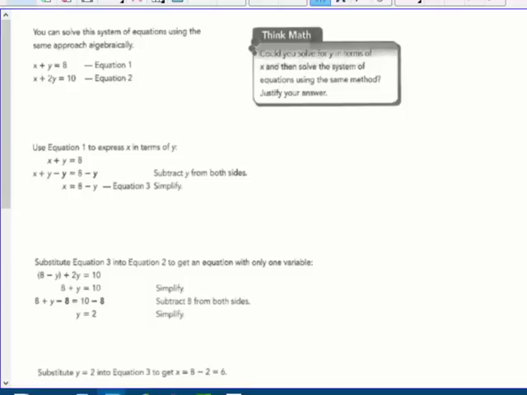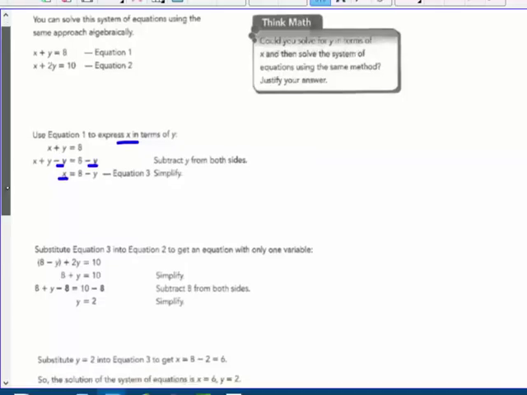So use equation 1 to express it in terms of y. This is called the substitution method. So equation 1, solve it for y, or solve it for x. Express x in terms of y. So we're solving it for x. X equals. So subtracting y on both sides, you can see here you get x equals 8 minus y. They're calling that equation 3.